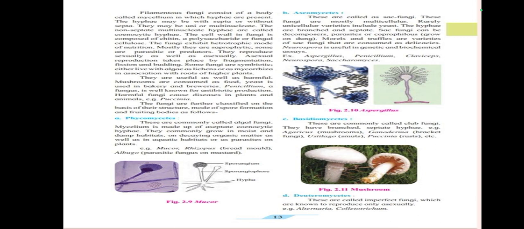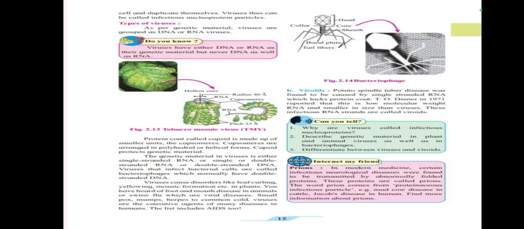Figure 2.10, Aspergillus. Basidiomycetes. These are commonly called club fungi. They have branched, septate hyphae. Examples: Agaricus, mushrooms, Ganoderma, bracket fungi, Ustilago, smuts, Puccinia, rusts, etc. Deuteromycetes. These are called imperfect fungi, which are known to reproduce only asexually. Examples: Alternaria, Colletotrichum.